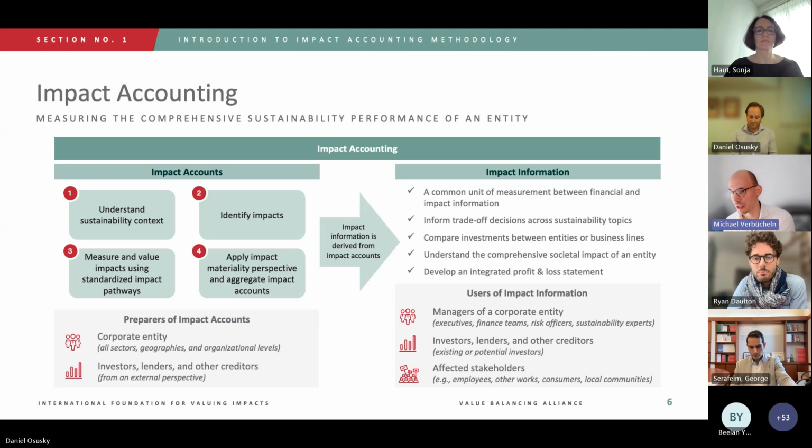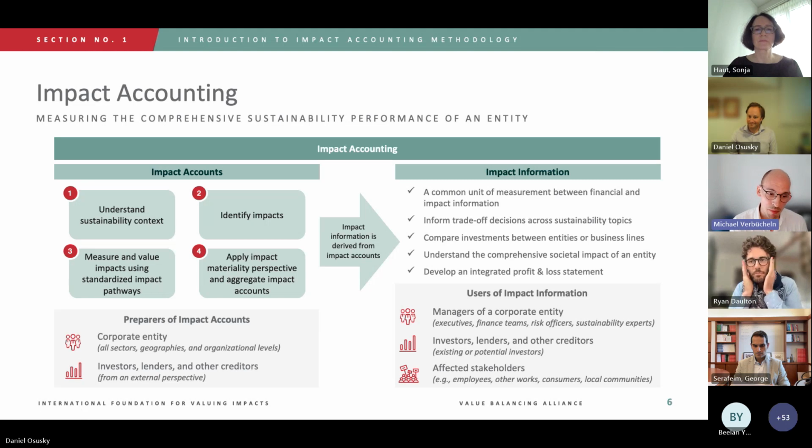leads to the impact information that uses a common unit for measuring the financial and impact information, but also uses common units to identify trade-offs and to make decisions between these trade-offs across sustainability topics. And you then also have the chance to develop a more comprehensive statement that captures not only your normal profit and loss, but an integrated version of that where you can look at the full picture.